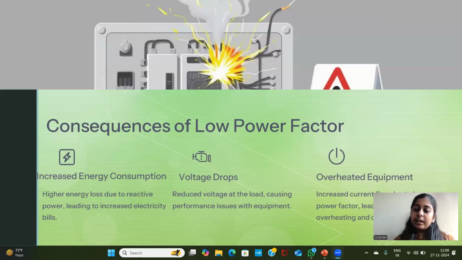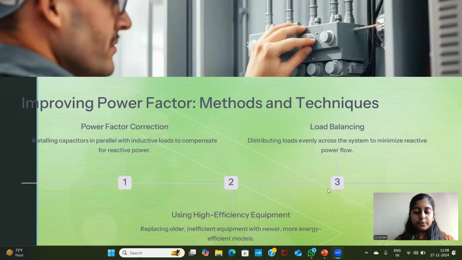Overheated equipment. This also is for the safeguarding of the equipment. Increased current due to a decreased power factor can lead to overheating of the equipment. Next, improving power factor.